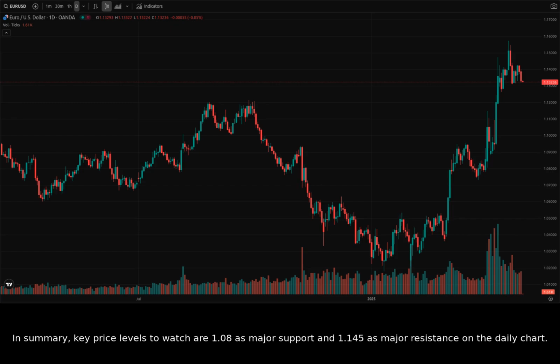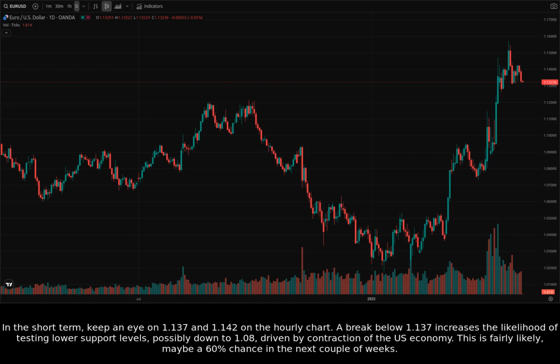In summary, key price levels to watch are 1.08 as major support and 1.145 as major resistance on the daily chart. In the short term, keep an eye on 1.137 and 1.142 on the hourly chart. A break below 1.137 increases the likelihood of testing lower support levels, possibly down to 1.08, driven by contraction of the U.S. economy. This is fairly likely, maybe a 60% chance in the next couple of weeks.